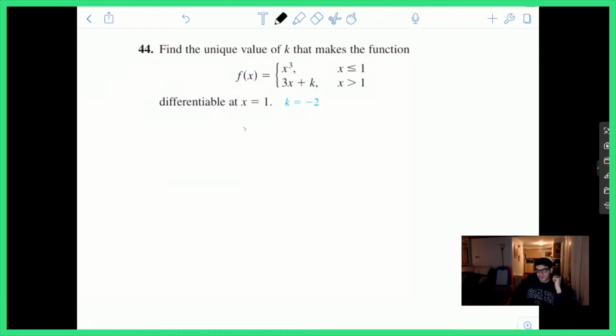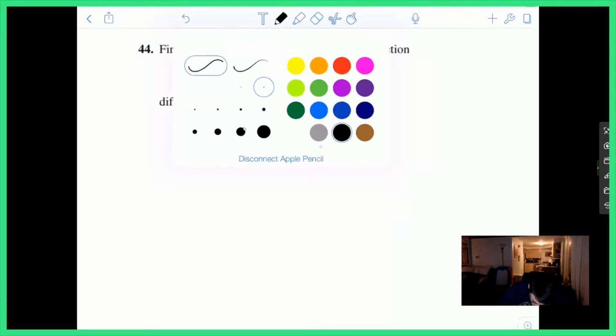And we got another vote for 44, so let's do 44. Okay, find the unique value of k that makes the function differentiable at x equals 1. I'm going to get some water real quick. So this looks actually quite easy. There's only 2 variables. The ones we've been doing in class have had 3 variables, so they've been a little harder. All right, let's do this one legit too. Let's not do any shortcuts. Let's do the whole shebang. Find k that makes this differentiable. Okay, so you get that?